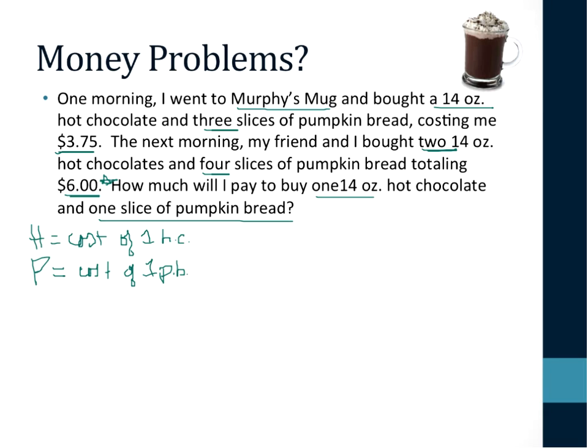Okay, so it's not the number of each of them. We happen to know the number of each of them. It's the cost. That's what we don't know. So now we have our two variables. We want to look for two equations. Okay, and our two equations are kind of set up for us nicely in this.